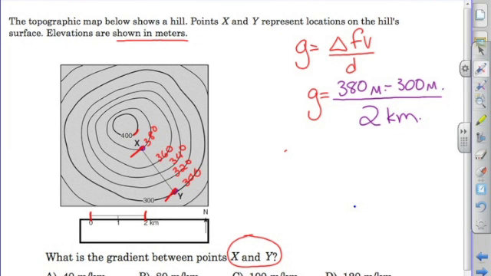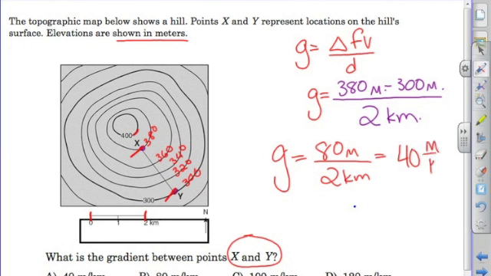So continuing on, G equals 380 minus 300, which gives me 80 meters divided by 2 kilometers, which gives me a gradient of 40 meters per kilometer. So when I look at my choices down below, 40 meters per kilometer, definitely represented by choice A.